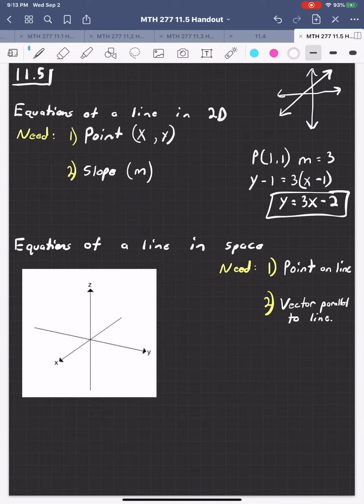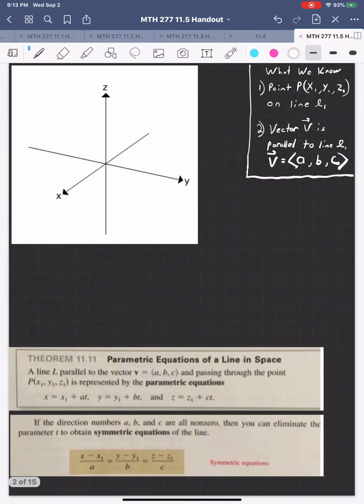Let's go ahead and move to the next page, and I'm going to try to build this for you. Recall what I just said on that previous page: we need a point on the line, and we need a vector parallel to the line. Let me start this way. I'm just going to do my best to draw a straight line, and let's label it L sub 1. This is the line that we're interested in.